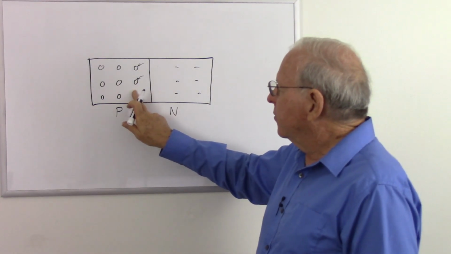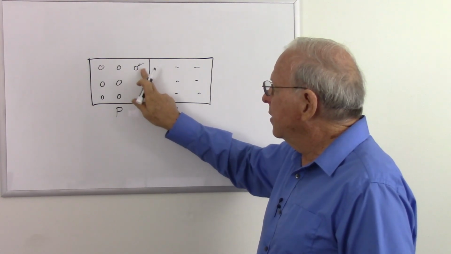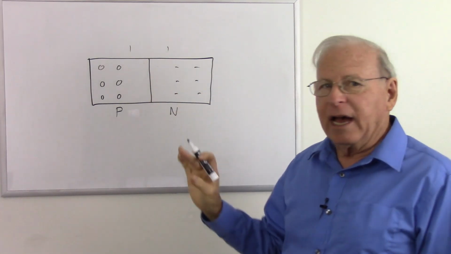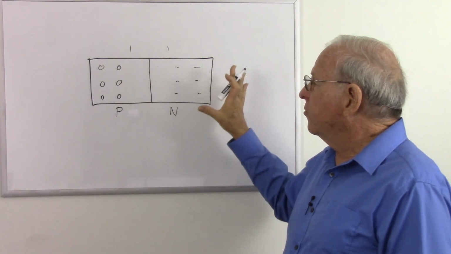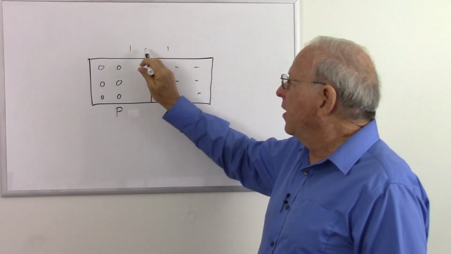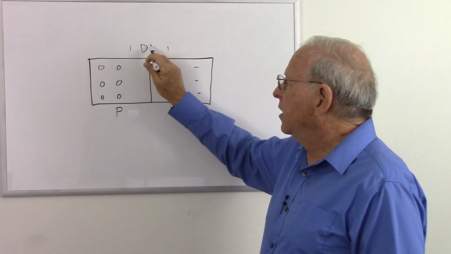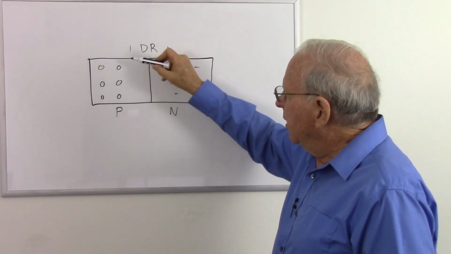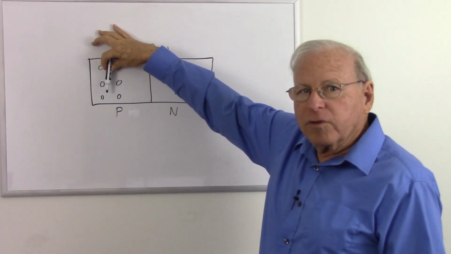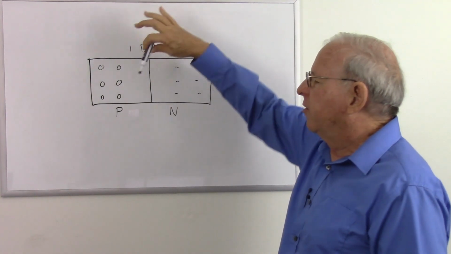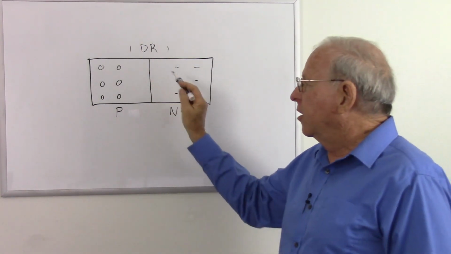Now we have an area between there and there where we have no charge carriers. So this becomes a non-conducting piece of material, and we call that area the depletion region. I'll just put a DR there for the depletion region, between the holes in the p-type material and the electrons in the n-type material, where there are no charge carriers, and therefore that's a non-conductive area.